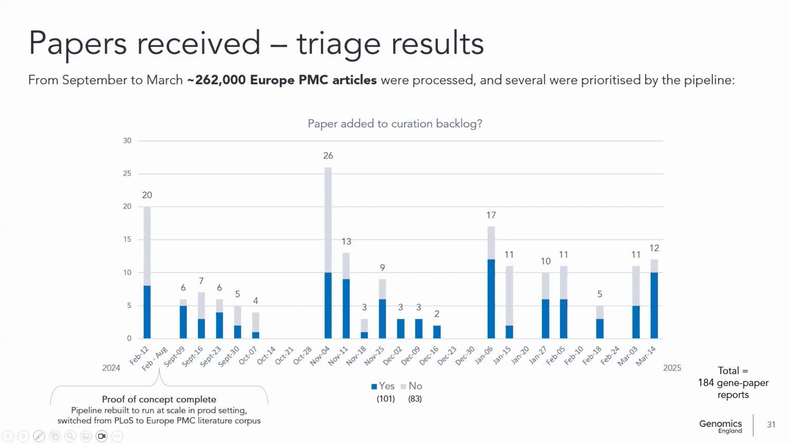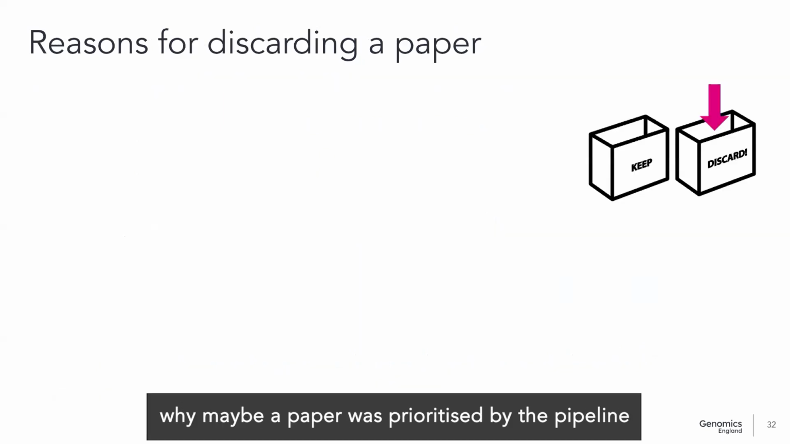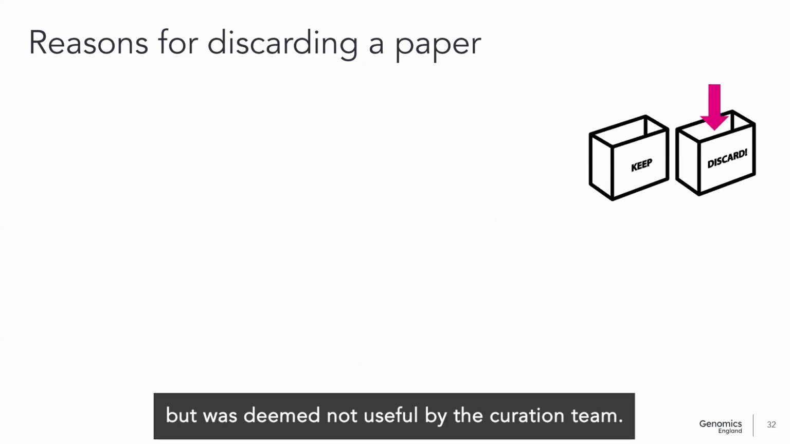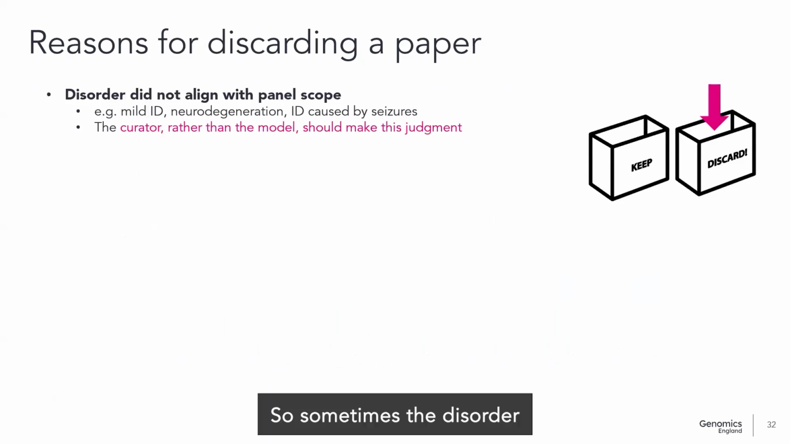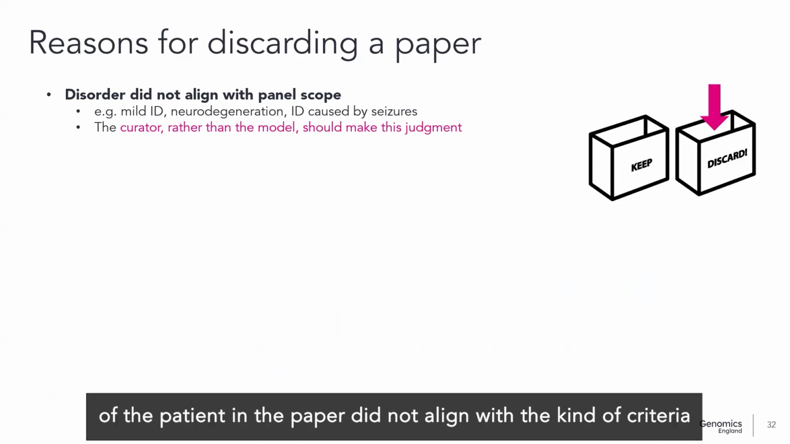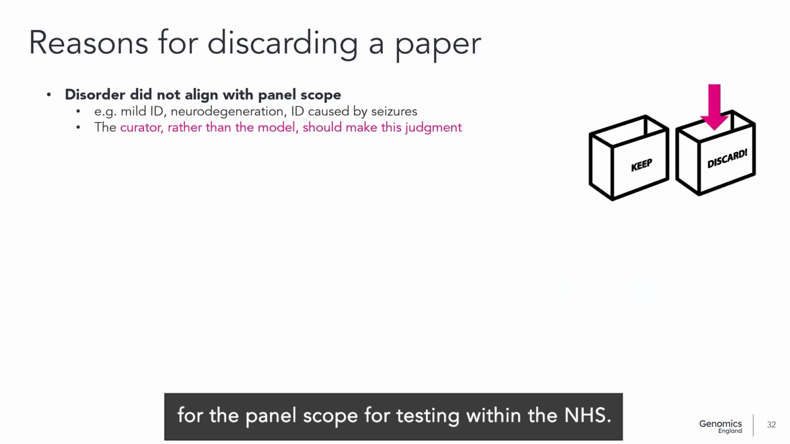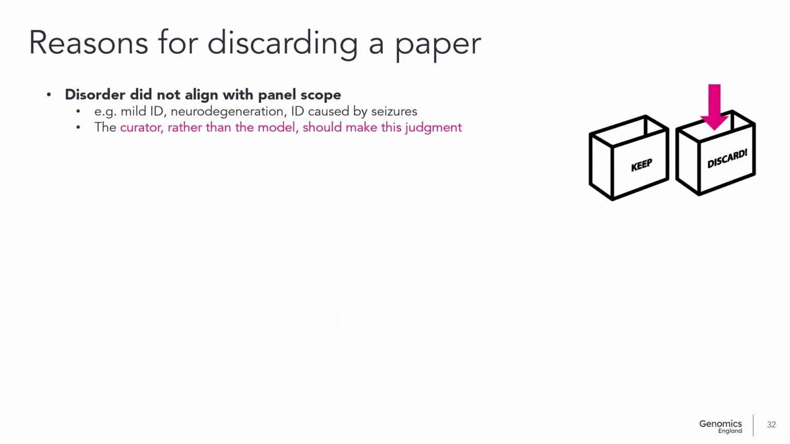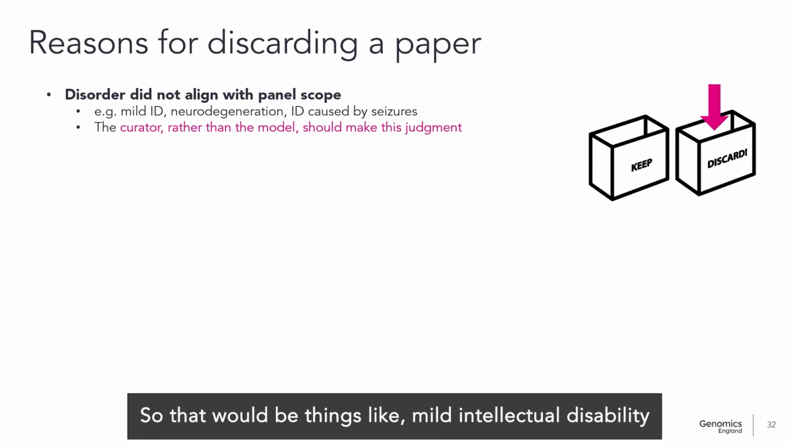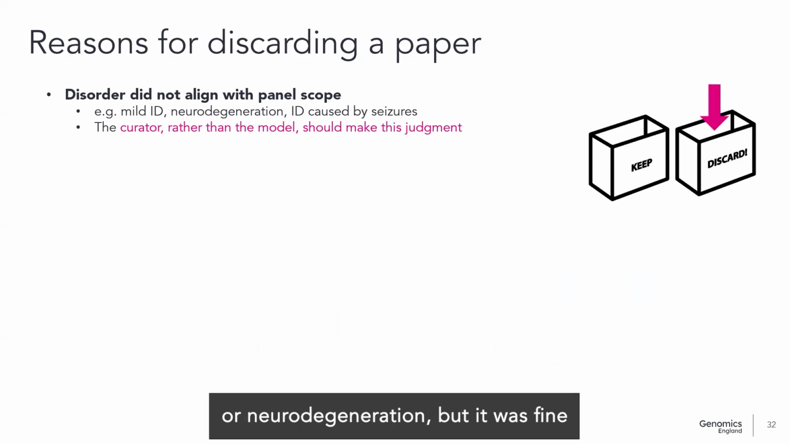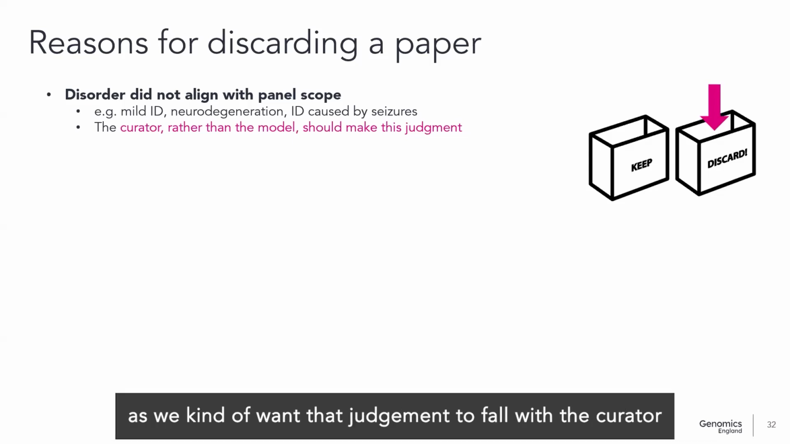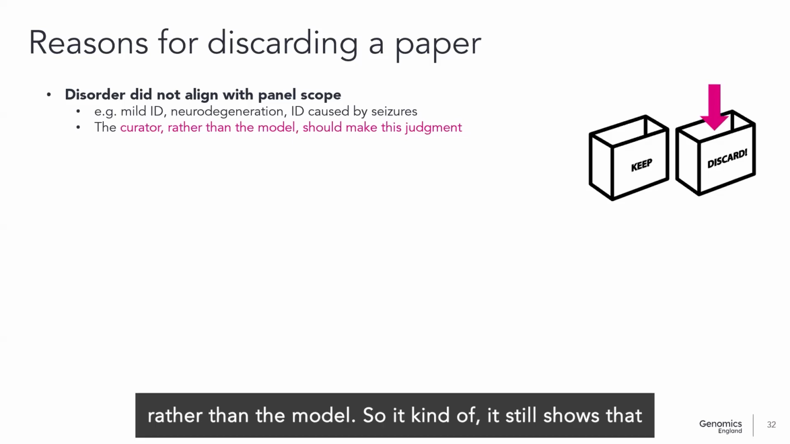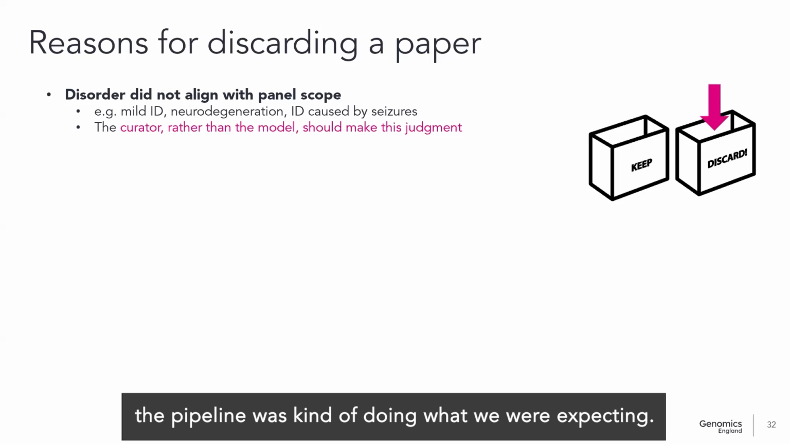So just to go through some of the reasons why a paper was prioritized by the pipeline, but was deemed not useful by the curation team. Sometimes the disorder of the patient in the paper did not align with the panel scope for testing within the NHS. That would be things like mild intellectual disability or neurodegeneration. But it was acceptable for us for these to get prioritized, as we want that judgment to fall with the curator rather than the model. So it still shows that the pipeline was doing what we were expecting.